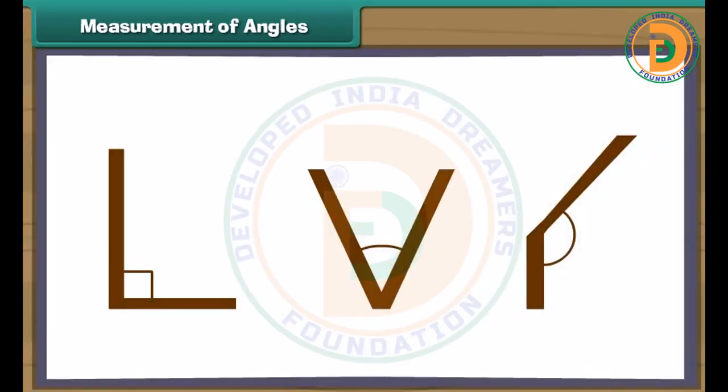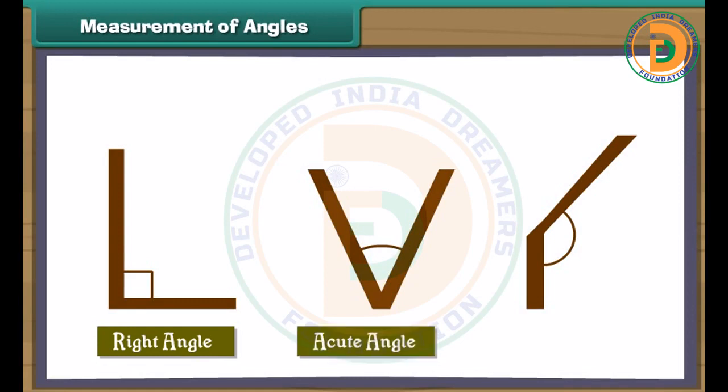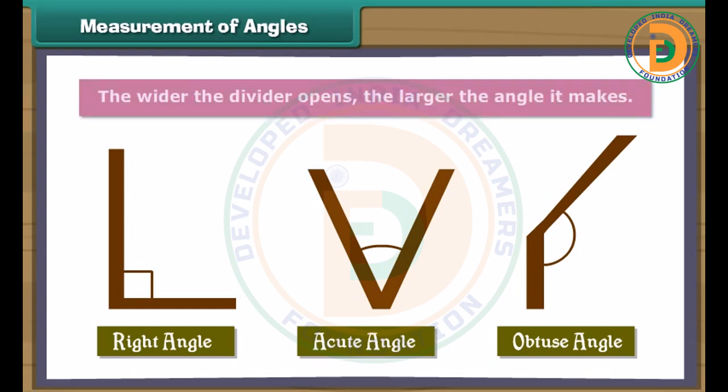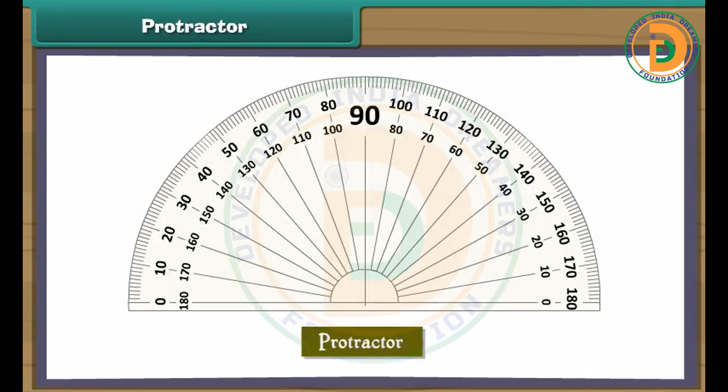Therefore, we can measure a right angle, an acute angle, and an obtuse angle with the help of a divider. The wider the divider opens, the larger the angle it makes. Protractor. A protractor is a semicircular geometric instrument. It has degrees marked on it from 0 to 180.